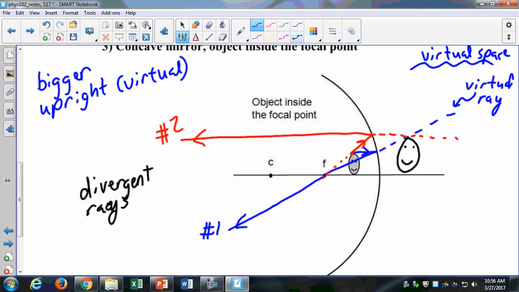Let's do 3 and 4 as well. Number 3 is through the center of curvature, and back on itself. So just like we did before, a ray that originates at the center of curvature and goes up like that, and then it reflects back on itself. So this is ray number 3. And then I draw it back, the virtual ray, and it crosses right there.